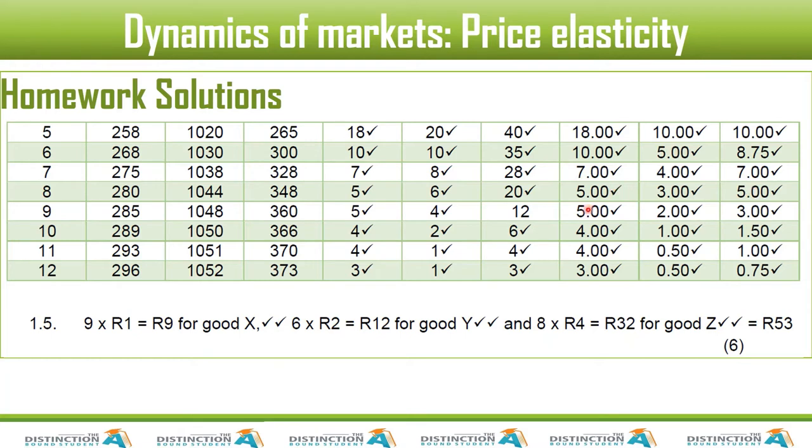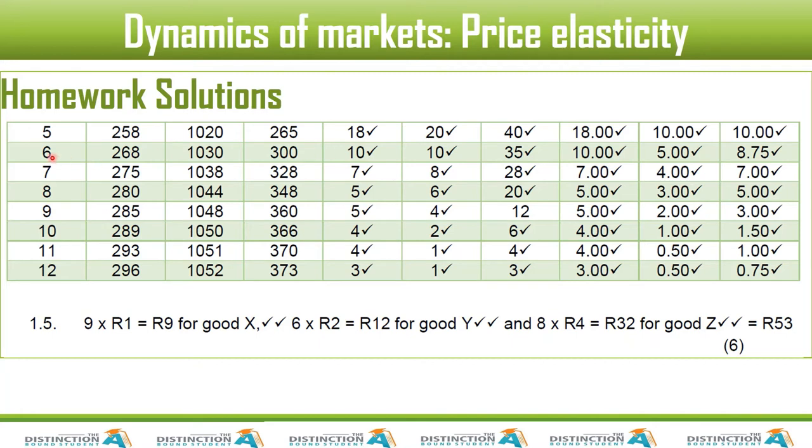Okay. So which 5 are we going to use? The 9 one. Why? We are looking at the budget. If the budget was 52, then we'd select this 5, the one on 8. So 9 units for good X, so take the 1 rand times 9, so you have how much? That's 9 rand. And then another 5, we find it there.